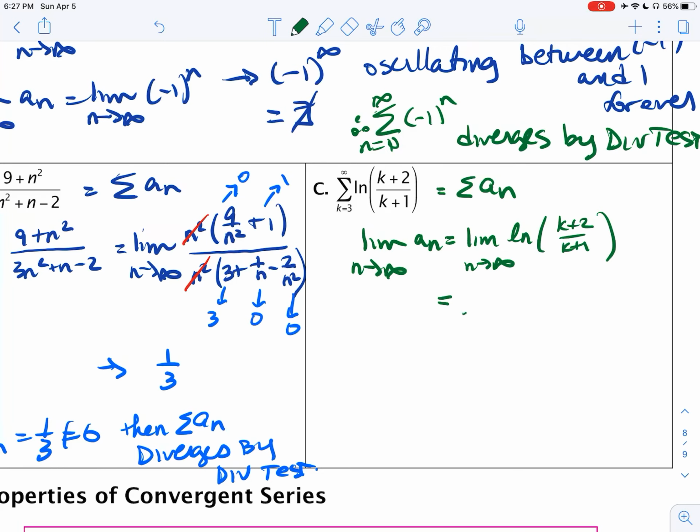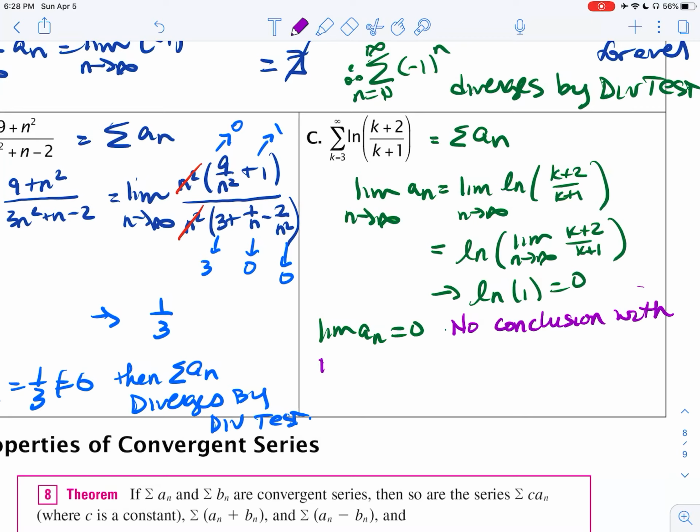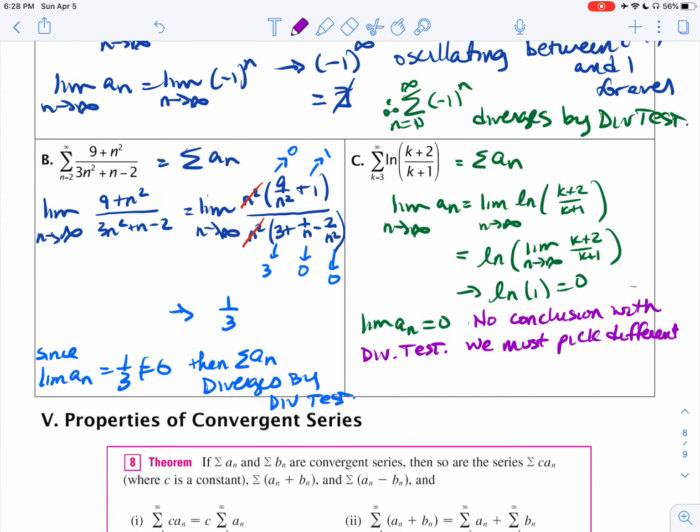And that's going to equal the ln, since the ln is a continuous function, of the limit as n goes to infinity of k plus 2 over k plus 1. And that is actually going to go to the ln of 1, which is 0. So the limit of the a sub n is equal to 0. So conclusion, no conclusion with the divergence test. So we must pick a different test.